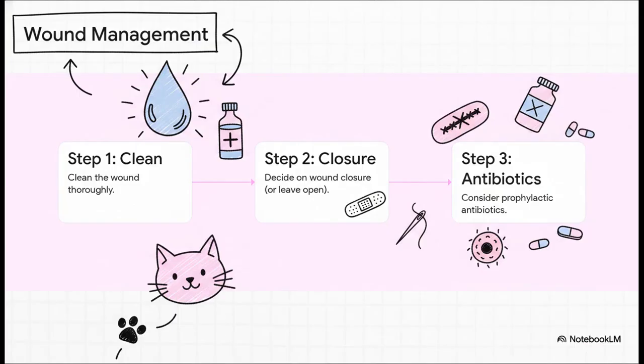When you're managing the wound itself, there are 3 key decisions. First, it needs to be cleaned thoroughly. That's a given. Second, you have to decide about closing it. Now, with deep puncture wounds from something like a cat's tooth, we often leave them open to heal from the inside out. This reduces the risk of trapping bacteria. And third, you need to consider prophylactic antibiotics, which are pretty much standard for cat bites.